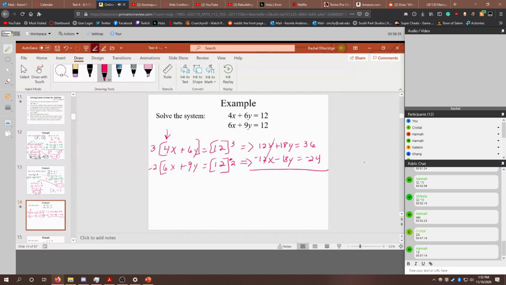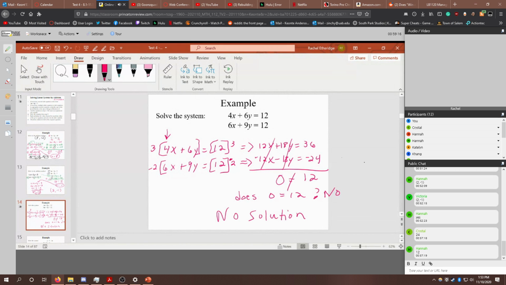So that's real interesting. Does 0 equal 12? Of course not. No. So this means this system has no solution. This would be parallel lines if you graphed them. These would be parallel lines.